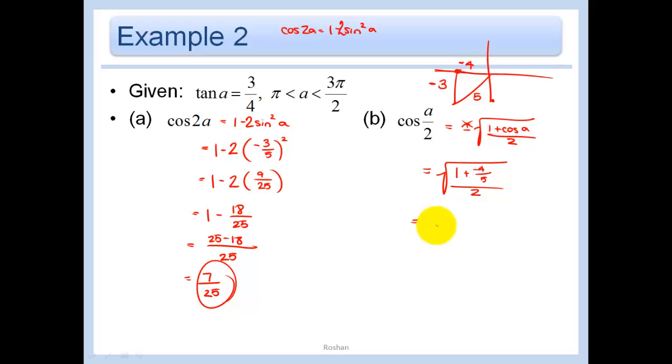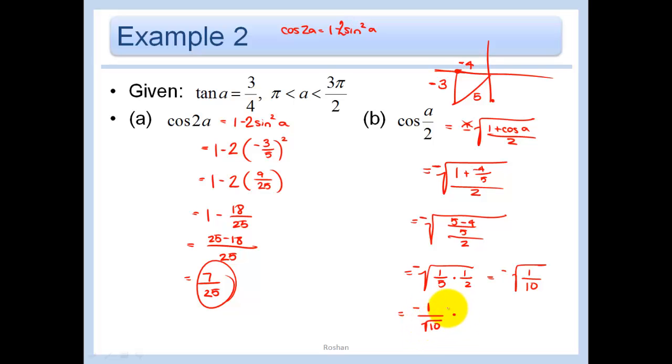Let's go ahead and get a common denominator on the top. So we have fifths on the top. 1 could be rewritten as 5/5, so 5 minus 4 all over 2 is equal to root, oops, I lost my negative. Remember I was doing the negative one. Don't lose your negative. So we have 1/5, keep it, change it, flip it. So that is negative root of 1 over 10, which is negative root 1, which is just 1, and root 10 on the bottom. Rationalize that denominator, and we get negative root 10 over 10 as our final answer there.